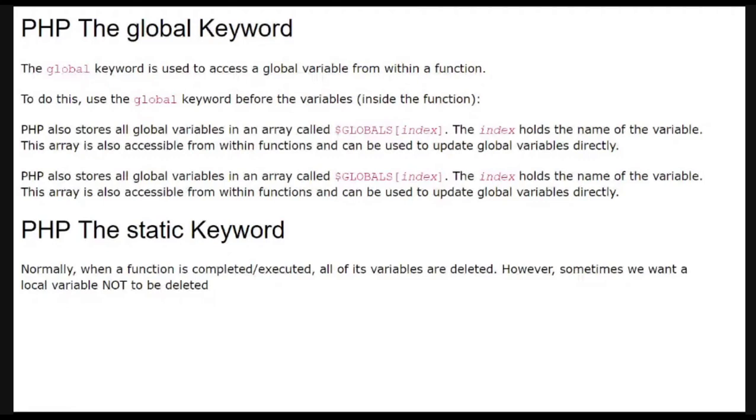So what is the static keyword? The static keyword means when a function is completed or executed, all of its variables are deleted. उसके जो भी variables होते हैं वो delete हो जाते हैं. However, sometimes we want a local variable not to be deleted. मतलब कभी कभी वो चीजें local में available होती है और कभी कभी नहीं भी होती है. So this is the static keyword.